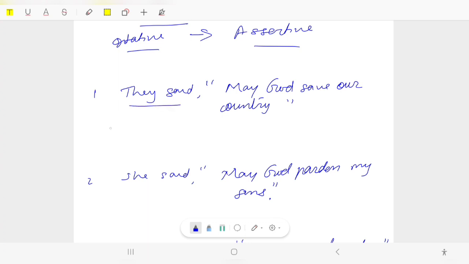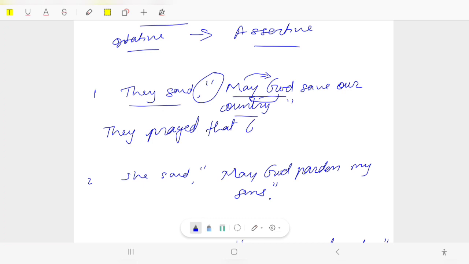How will we change it? They, may God save our country. It's a prayer. So they prayed, comma, inverted comma. At this place we will use the connector that. They prayed that. It's a wish, and in wish the place of may and God will be exchanged.